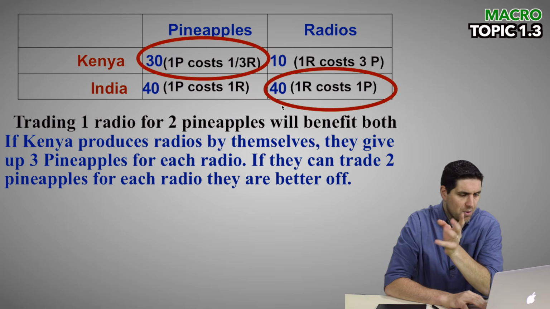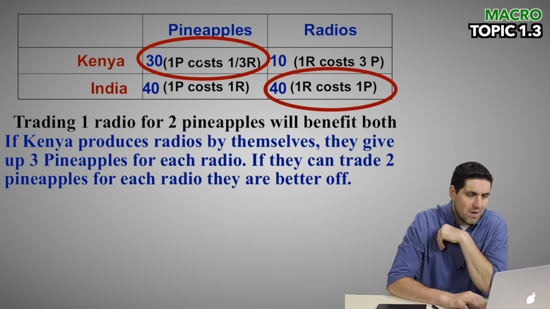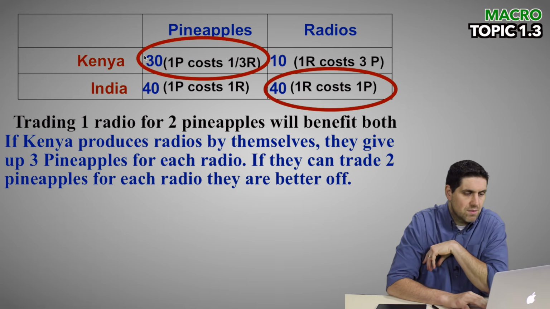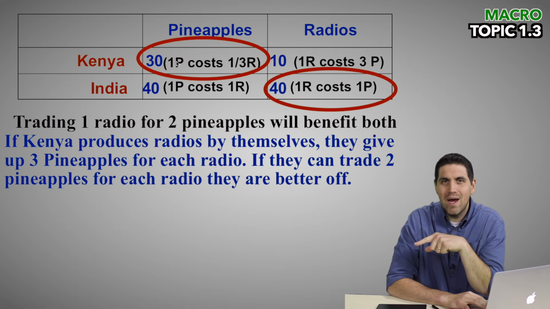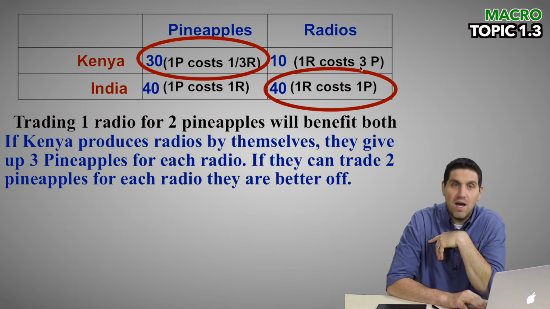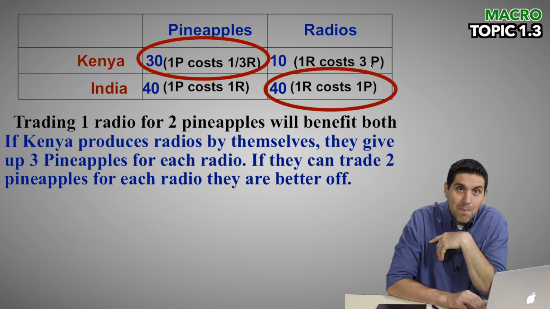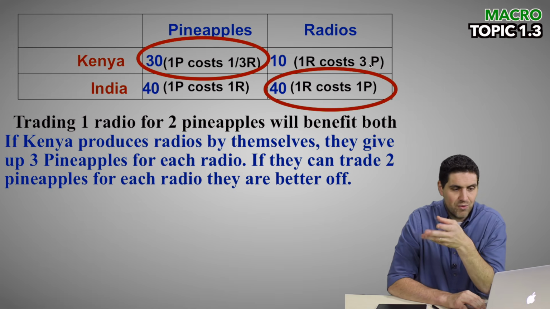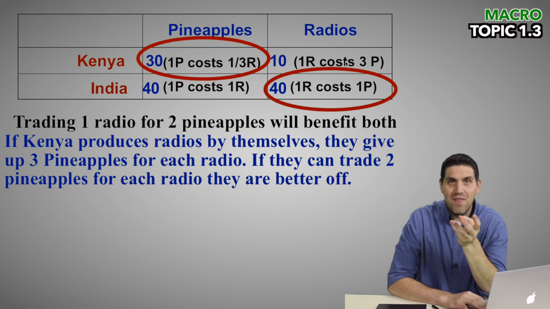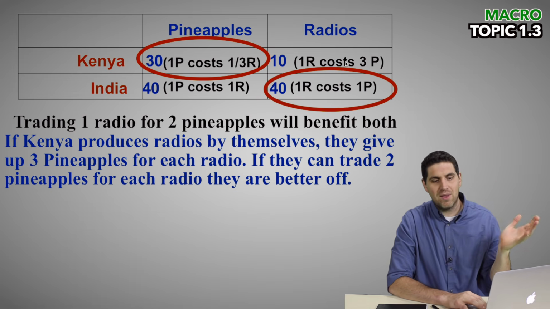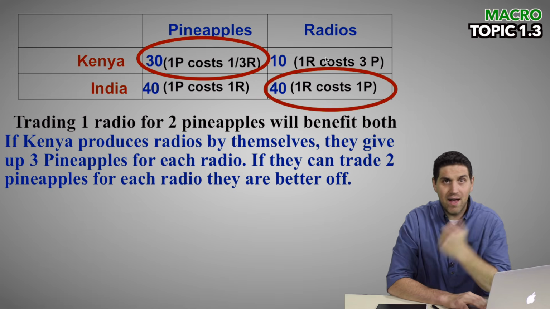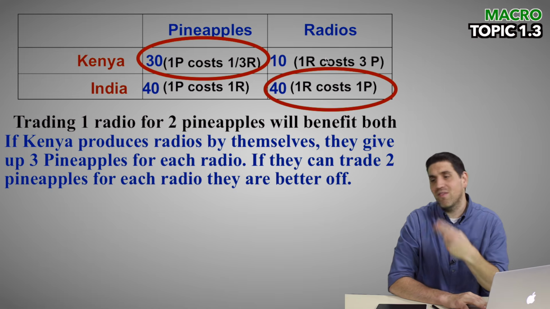If Kenya produces radios by themselves, so remember, Kenya's producing pineapples. If they want radios, they're going to make them themselves, or they're going to trade for them. If they make them themselves, how much does it cost them? Well, it costs them 3 pineapples. They'd rather trade 2 pineapples and get a radio than give up 3 pineapples and get 1 radio by producing themselves. So this works for Kenya. They're like, awesome, that's a great trade. It's better to give up 2 than 3.